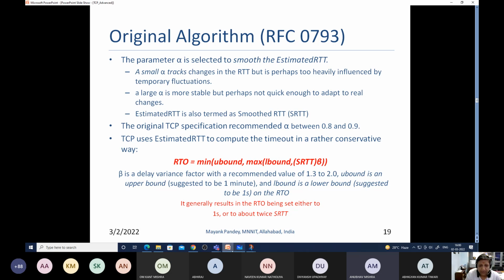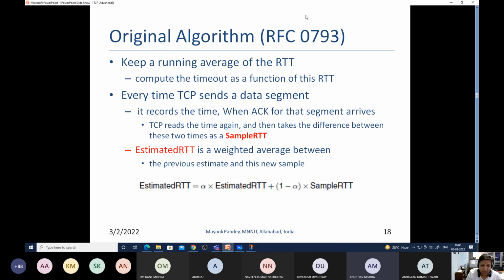See here, if I take a small alpha value, then 1 minus alpha will be bigger. Means more preference will be given to the actual sample in the next estimate. If you take a bigger alpha value, then less preference is given, or the sample RTT will be less dominant. The actual value will be less dominant in the next round.